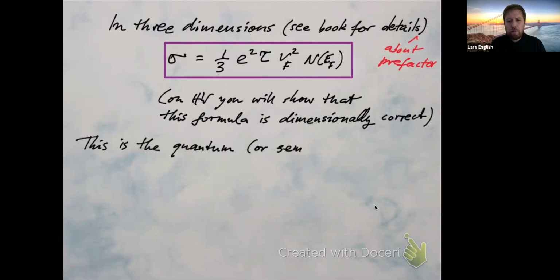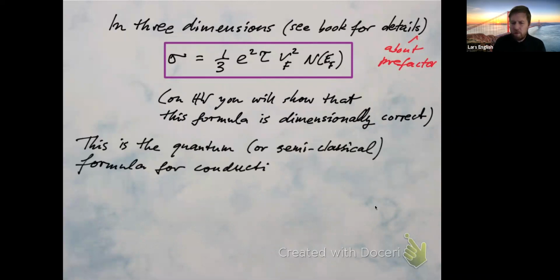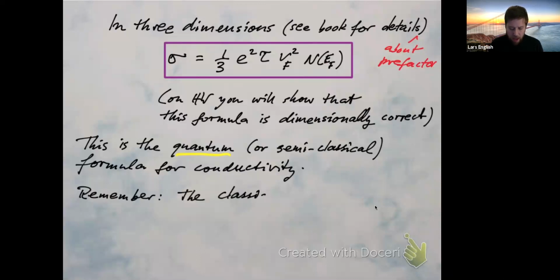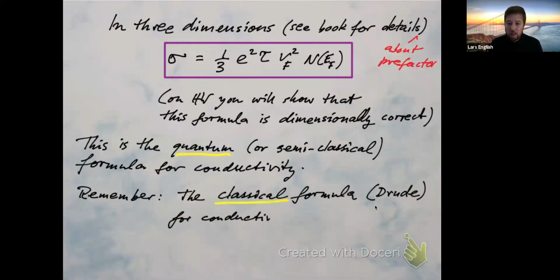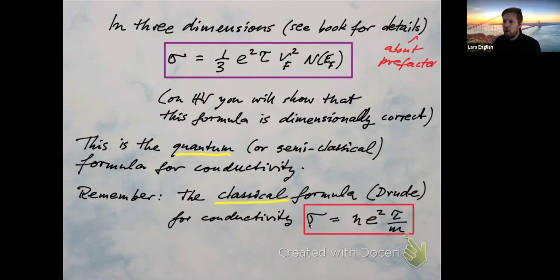Now, we can call this formula the quantum formula for conductivity, or some people also call it the semi-classical formula for conductivity. A semi-classical formula is an improvement over fully classical, so we're already making use of some quantum concepts here. Remember though that the fully classical formula coming out of the Drude model for conductivity, given earlier in the course, was n e squared times tau over m. It looks quite different from the formula we just derived.